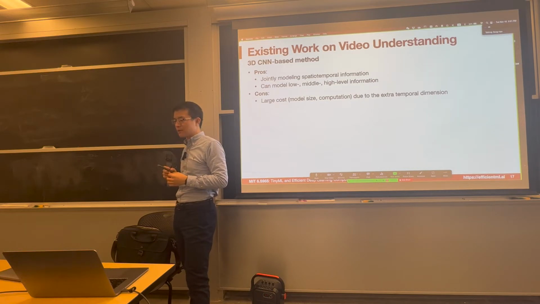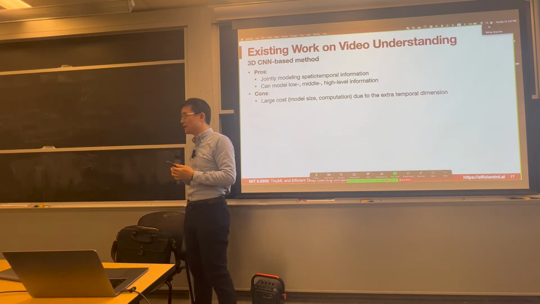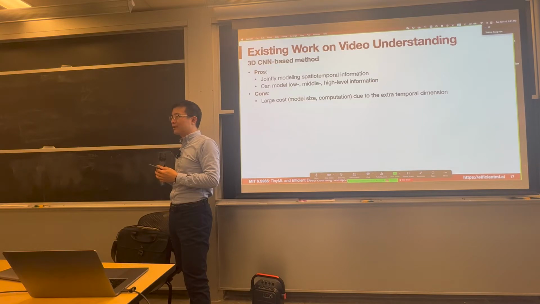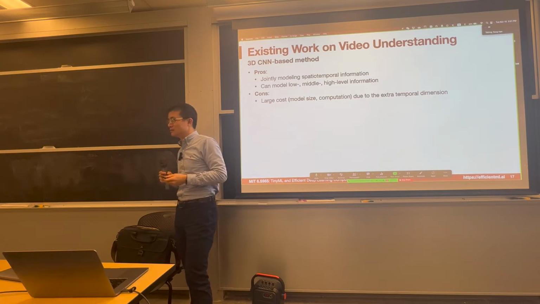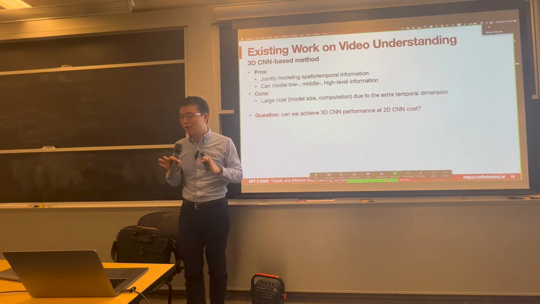Okay, those are in the spatial dimension. In the temporal dimension, you can imagine something is moving left, something is moving right. Those are low-level information. But you can imagine something moving from Boston to New York. That is more high level, you have to associate that with some high-level concepts. Those are high-level information. Yeah, but those are all relative, right?